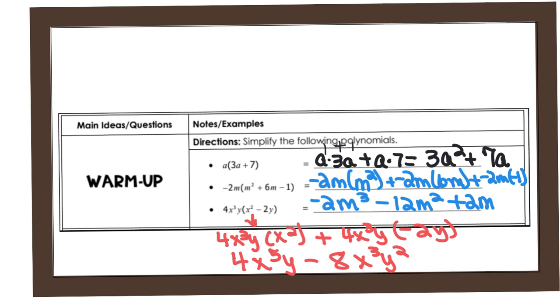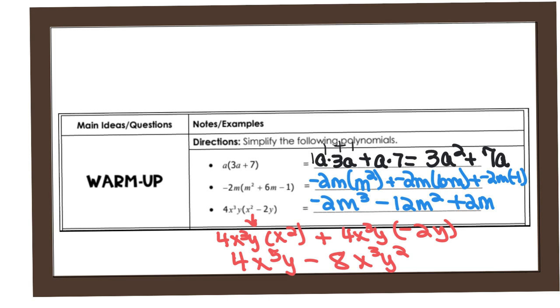And I multiply the numbers in front. This one is understood to be a 1 times 3, which is 3. So the first term would be 3a squared. I multiply the second, a times 7, which is 7a.